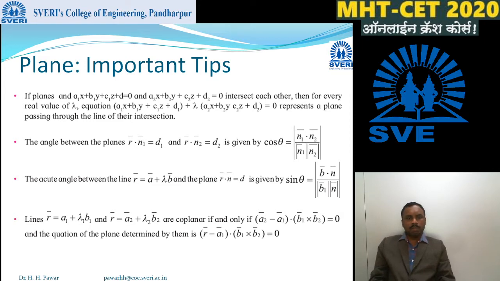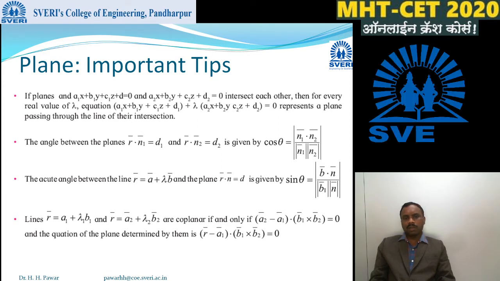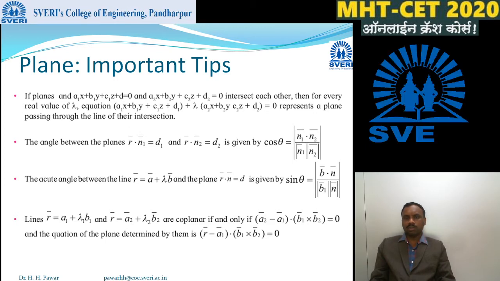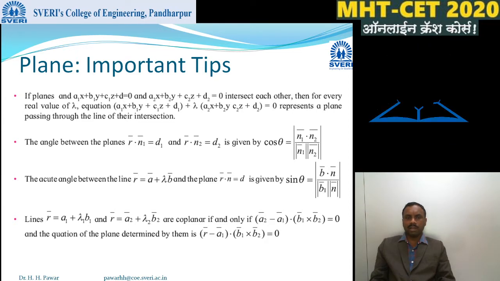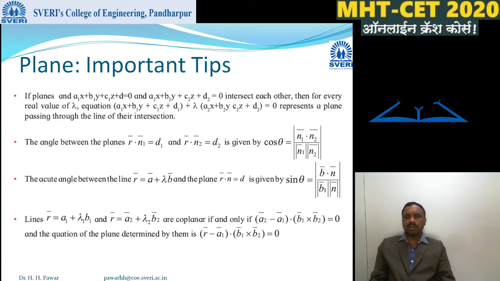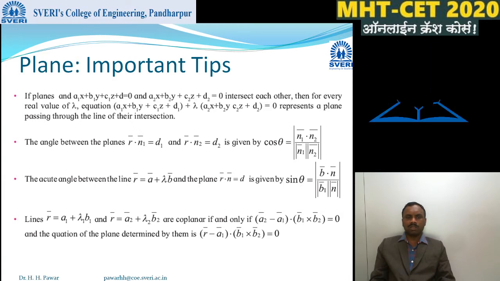Next, if planes a1x plus b1y plus c1z plus d1 equal to 0 and a2x plus b2y plus c2z plus d2 equal to 0 intersect each other, then for every real value lambda, equation (a1x plus b1y plus c1z plus d1) plus lambda into (a2x plus b2y plus c2z plus d2) equal to 0 represents a plane passing through the line of their intersection.